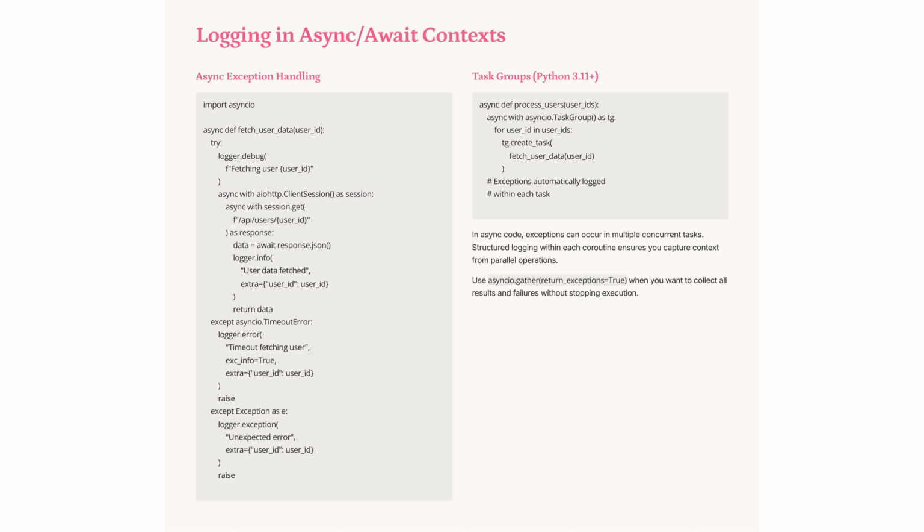In async, await context, logging is crucial for tracking operations. Use structured logging to capture context in parallel tasks. For instance, when fetching user data, log each step and handle exceptions like asyncio.TimeoutError. With Python 3.11 Plus, task groups allow managing multiple tasks, ensuring exceptions are logged within each coroutine. Use asyncio.gather with return_exceptions=True to collect results and failures efficiently.